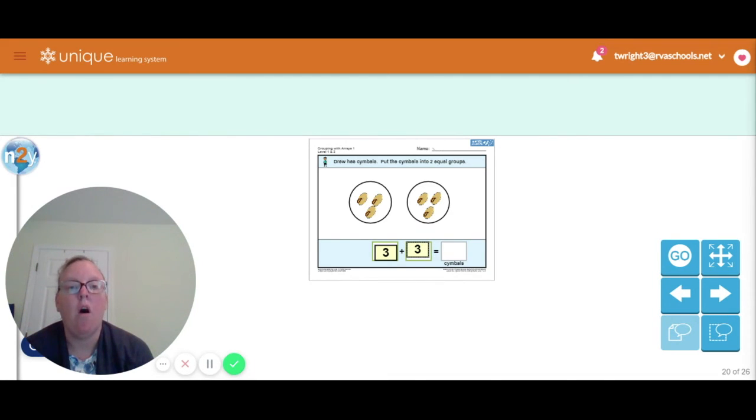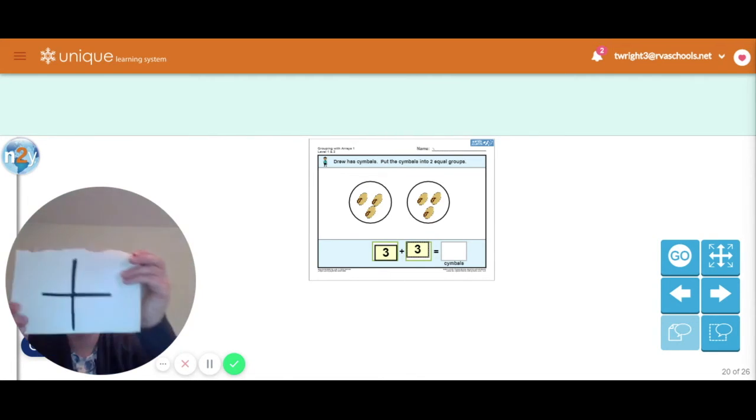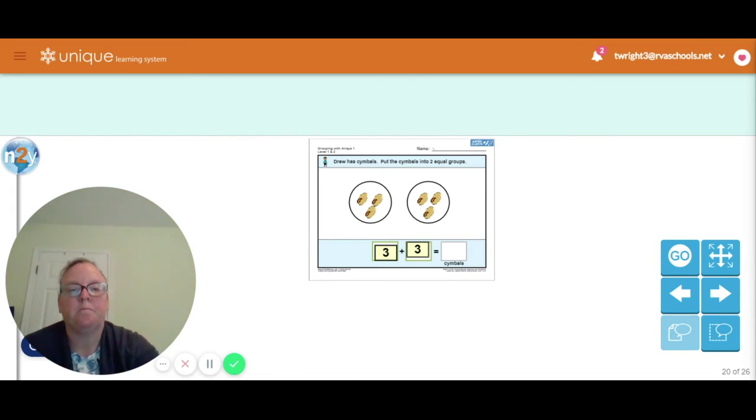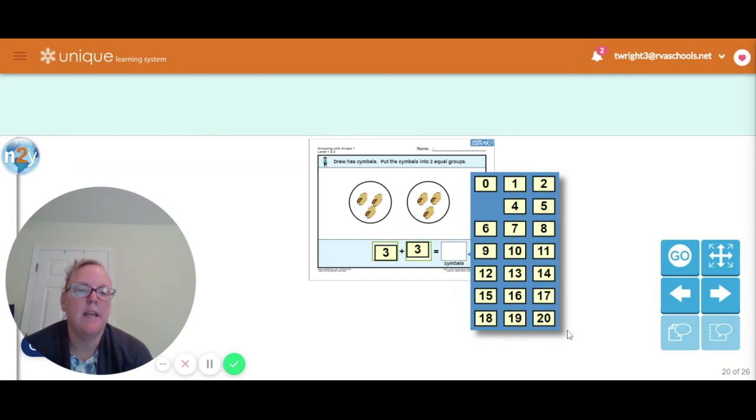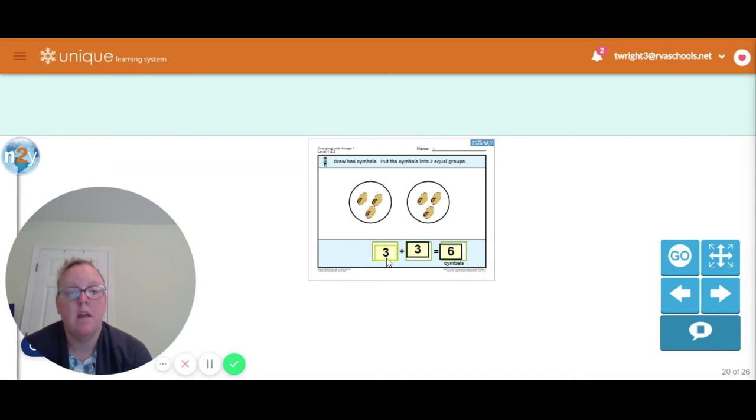Now we have to add them all together because the plus sign means adding all together. Let's count. 1, 2, 3, 4, 5, 6. Who can find the 6? Point to it. There's the 6. So 3 plus 3 equals 6.